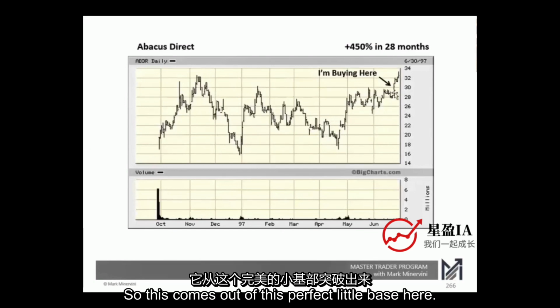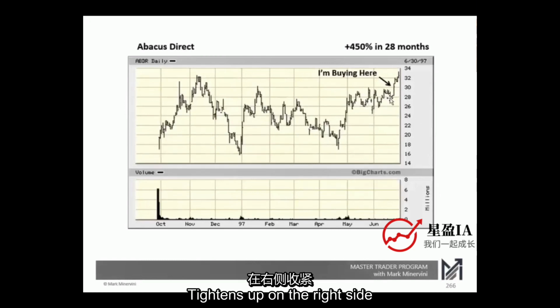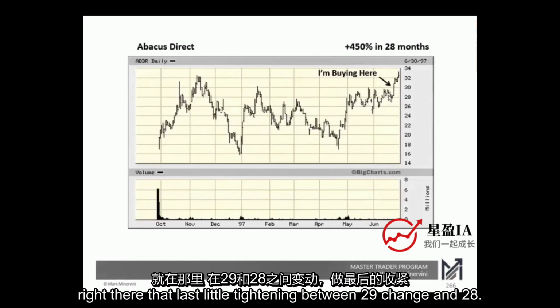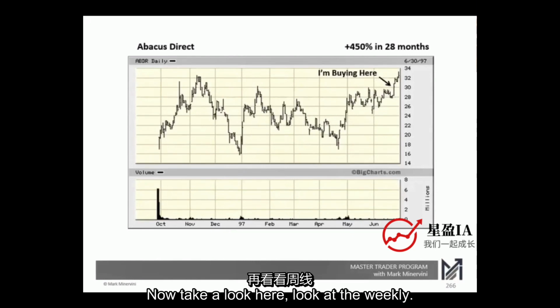So this comes out of this perfect little base here. Actually, it's a pretty good sized base. Tightens up on the right side right there with that last little tightening between 29 change and 28. Very tight. Goes up 450% in just 28 months. Now take a look here.